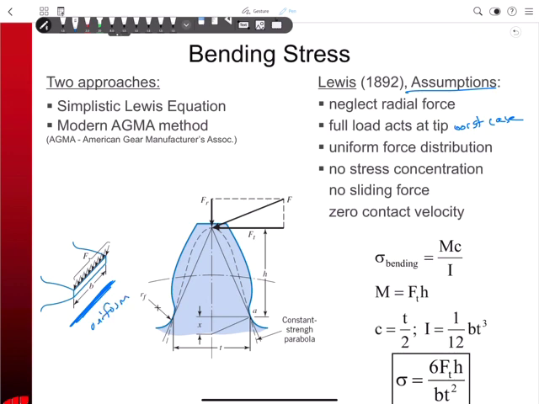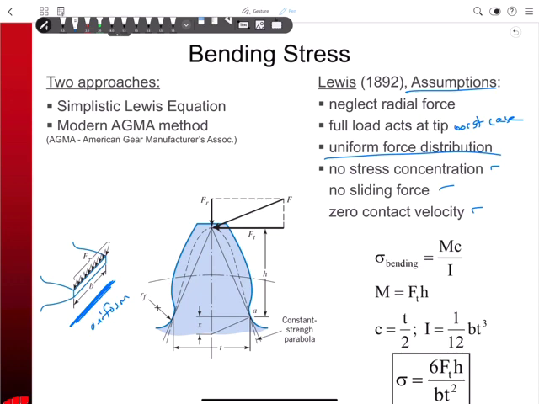Now, in a perfect world, if my gears are mounted on perfectly parallel axis shafts, sure. Are they mounted on perfectly parallel axis shafts that never deflect? No, right? So that's quite an assumption, right? They may be misaligned slightly, and then a whole bunch of them: no stress concentrations, no sliding force, no contact velocity, right? We'll talk about those in a little bit.